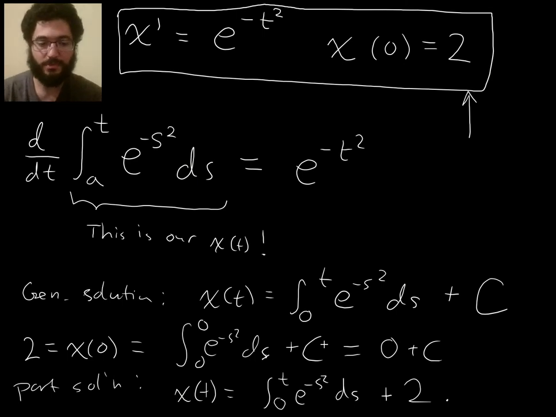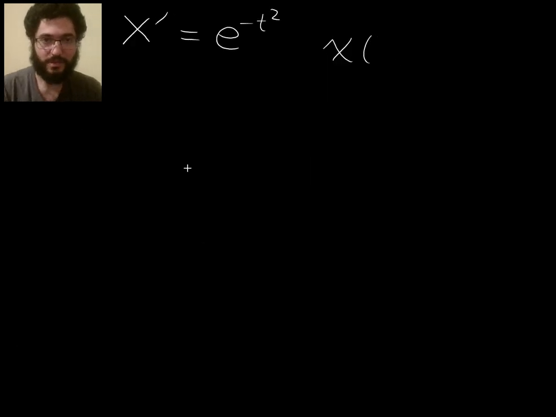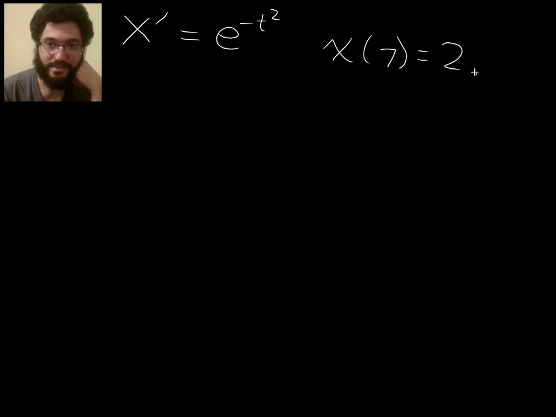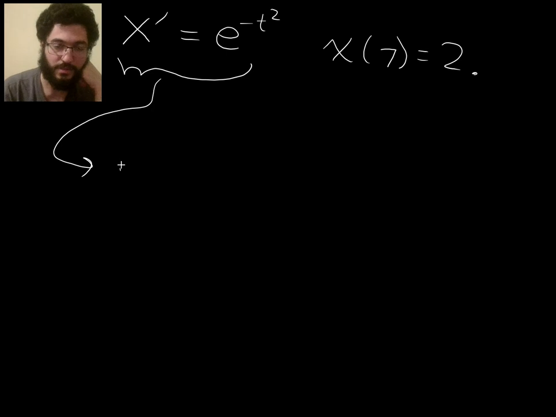Let me show you an example where we have a different initial condition. Okay, same differential equation, but now suppose the initial condition is, instead of x of 0 equals 2, x of 7 equals 2. Then from here I can use the fundamental theorem of calculus to get a general solution.